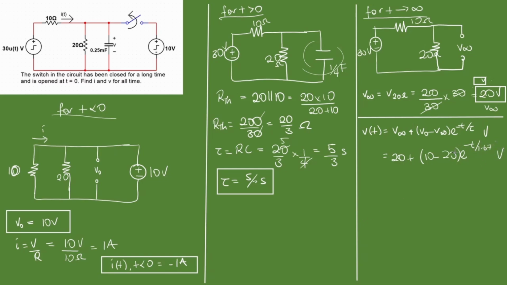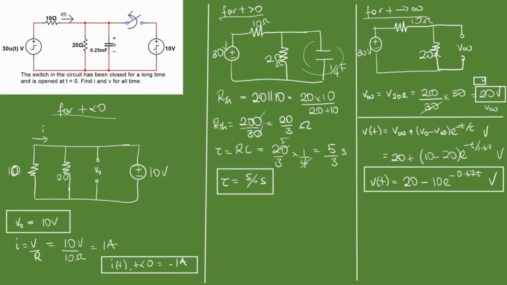All in volts. So doing 1 over 5 over t is going to give us 3 over 5. That's 0.6 recurring. So V of t is going to give us 20 minus 10 e to the minus 0.67 times time, in volts. Which looks like we're done. It looks like we're done, but we've got to remember the question asks us to find I and V for all time. And we need to do that for I.